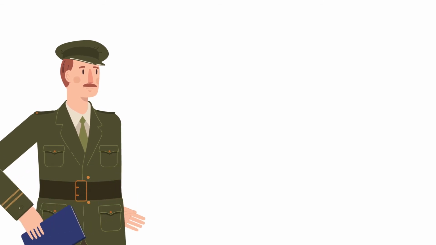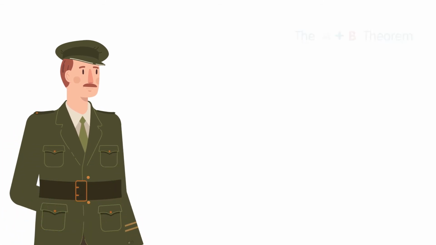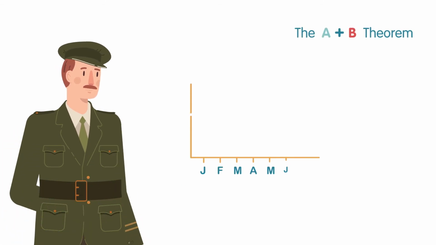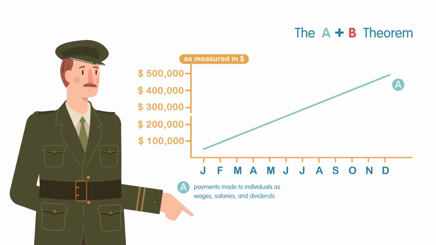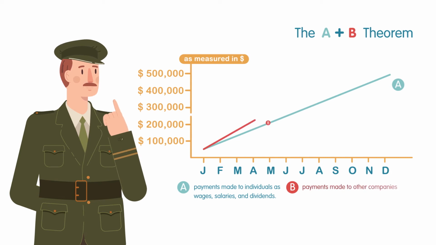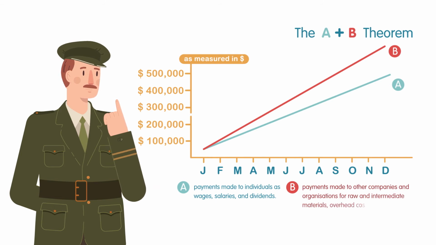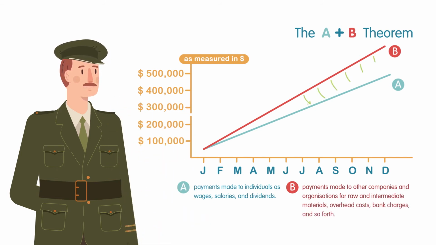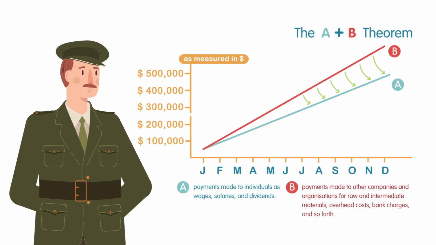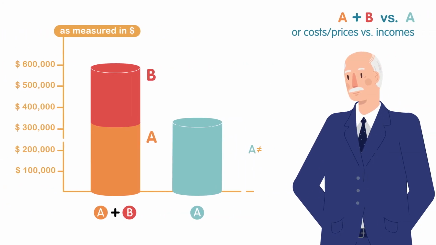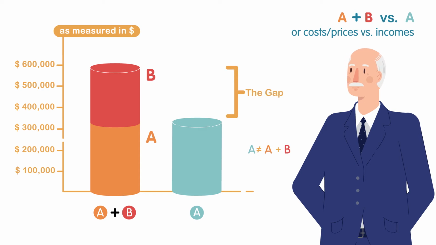This observation formed the basis of Douglas's famous A plus B theorem. If A equals payments made to individuals as wages, salaries and dividends, and B equals payments made to other companies and organizations for raw and intermediate materials, overhead costs, bank charges and so forth, then the price of goods must be represented by A plus B. And yet only A has been distributed to consumers as incomes. This means that A cannot purchase A plus B and there is a gap.